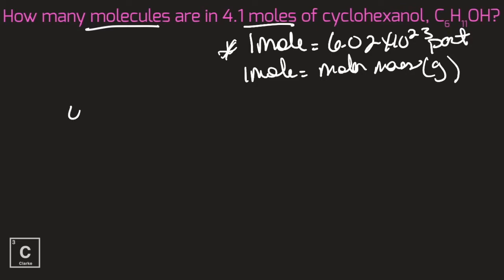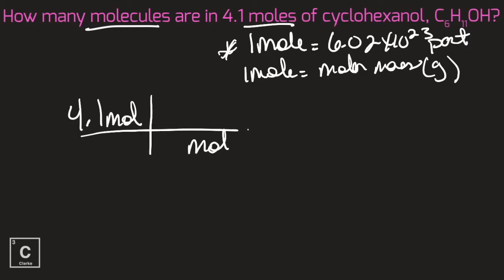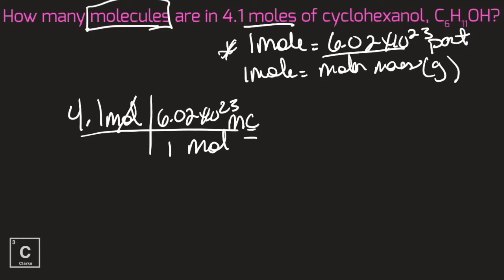I always start by writing my given, 4.1 moles. I'm going to make my cross and bring my unit immediately down. When I apply this conversion factor, we've got 1 mole equals 6.02 times 10 to the 23rd. I know to use this because molecules is a particle. I'm going to abbreviate that MC. Our moles cancel out. Molecules is left on top. That's how we know we are done. It only needed 1 conversion factor because we started with moles.